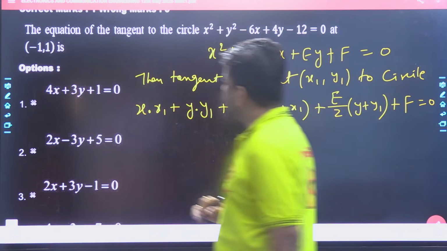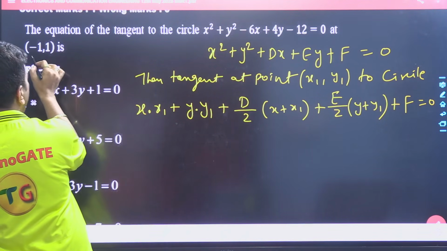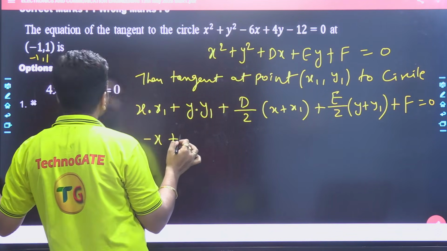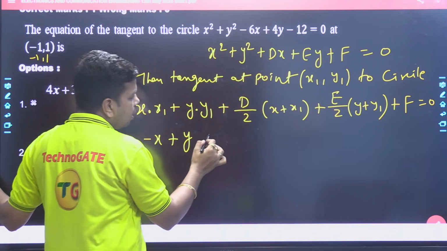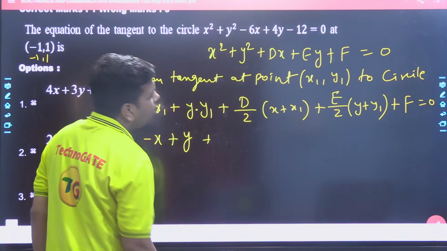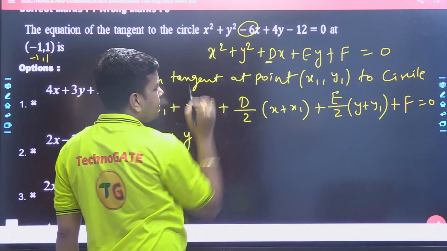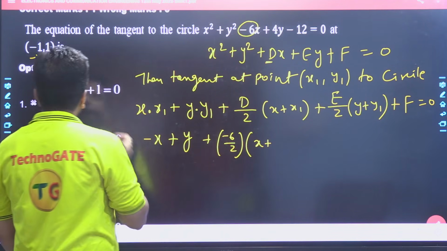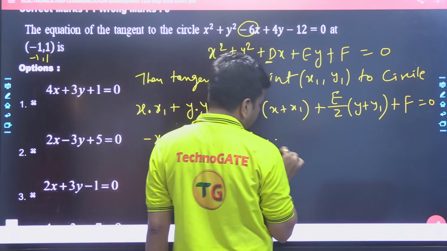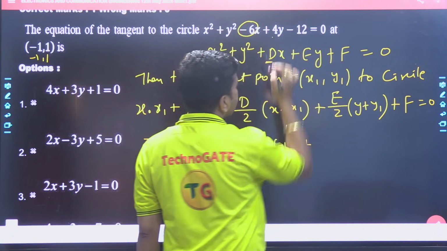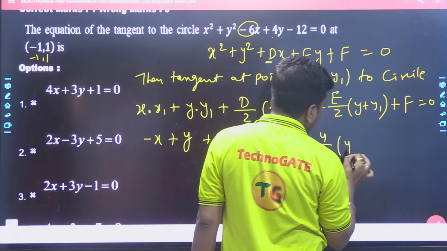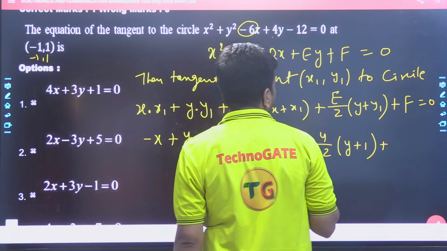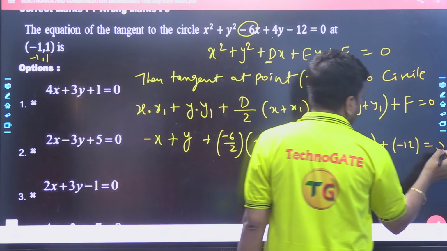Now just put in the values. Here x1 is what? Minus 1. Y1 is what? 1. So x1 is minus 1, so this is minus x, plus y is what? It's 1, so plus y, plus d by 2. We can compute the value of d from this. It is minus 6. So minus 6 by 2 into x plus x1. X1 is what? It's minus 1. E is what? This is 4. So 4 by 2 into y plus y1. Y1 is what? It is 1. Plus f. F is what? It's minus 12. Equals to 0.